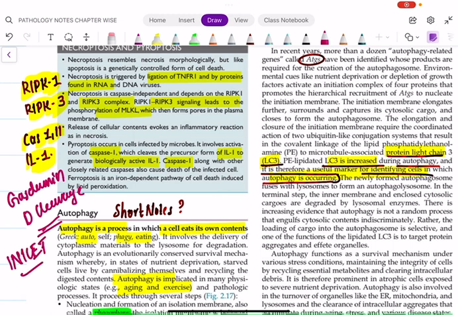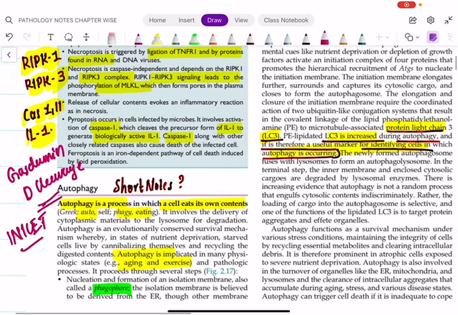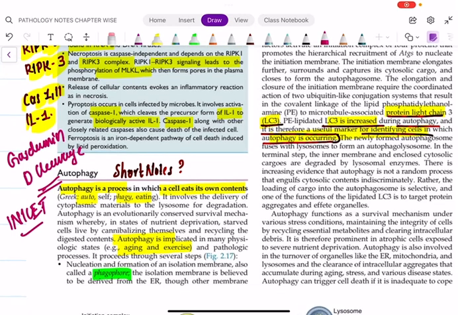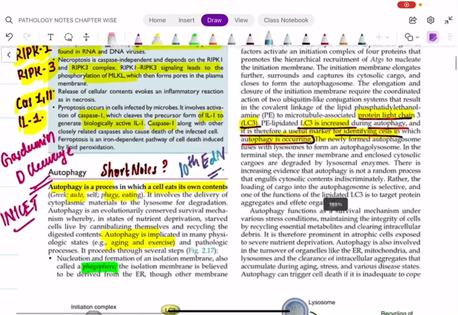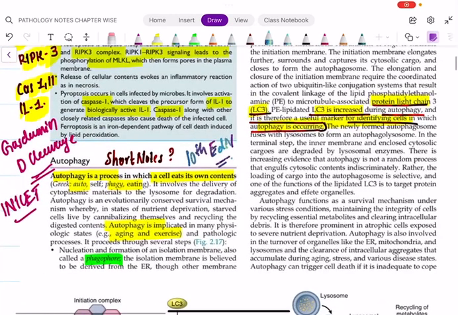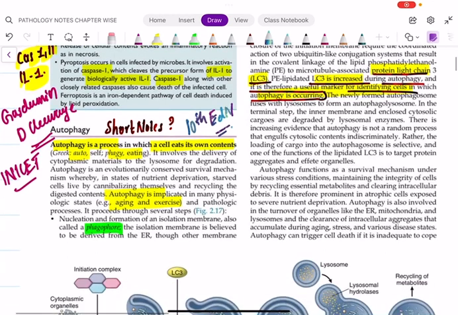Fine. So let us start with autophagy. See, autophagy is a 10th edition update. So those who are following the old edition, please take note of this carefully. Autophagy means the cell is going to eat its own content. Auto means self, phagy means eating. Why is this autophagy important? Because it is implicated in many physiological states like aging and exercise, as well as in many pathological states like cancer.